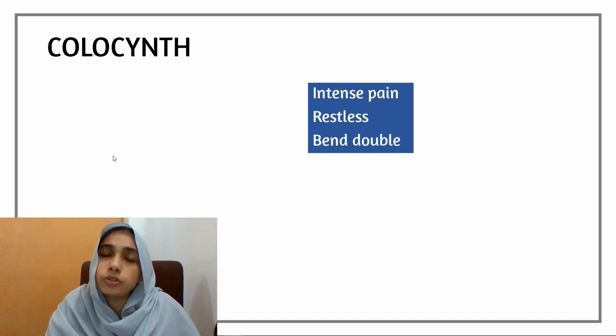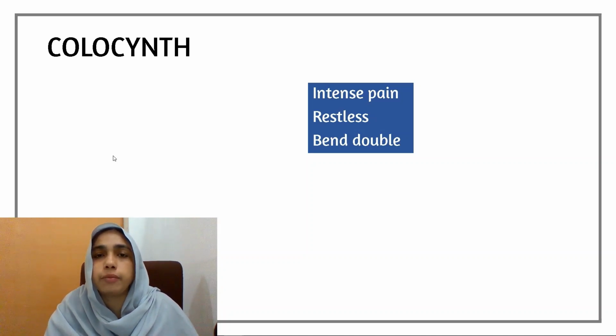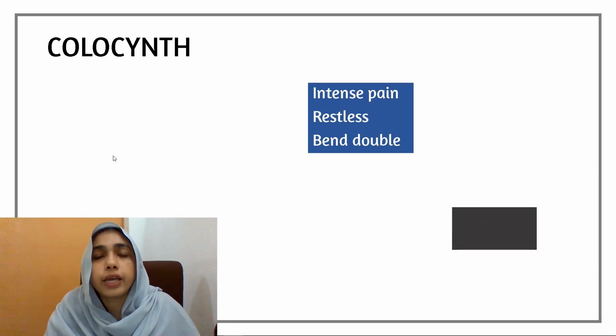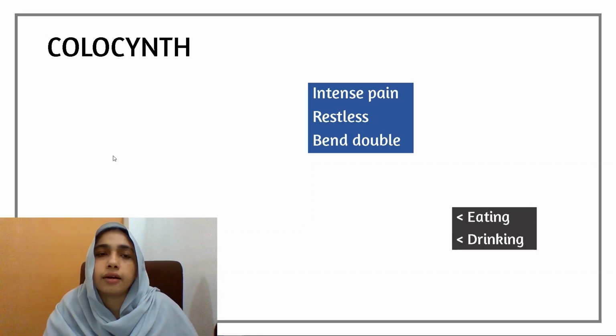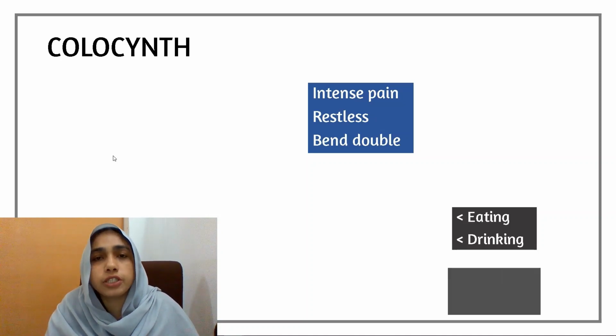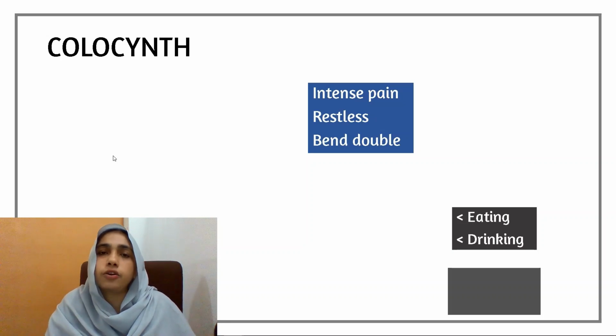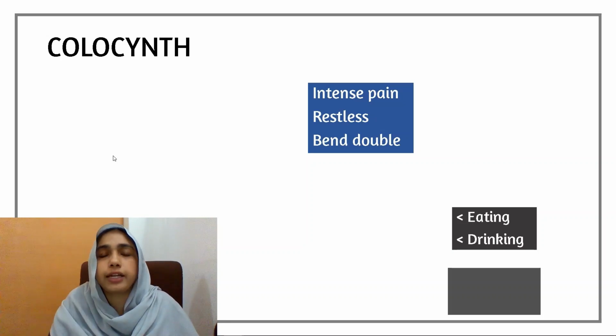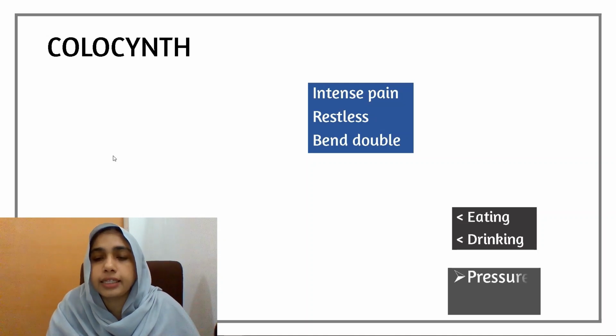Colocynth acts well in most of the cases of dysmenorrhea. You can give potency as high as 1M repeated frequently. Now, eating or drinking anything will aggravate the pain in Colocynth. It will make the pain worse. What Colocynth patients really need to control the pain is something to support the abdomen. So you will find them pressing something against the abdomen.